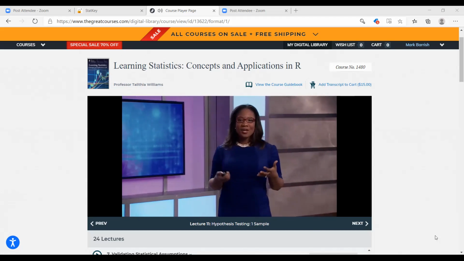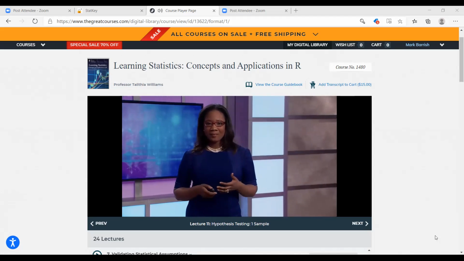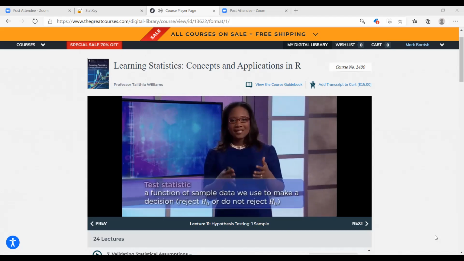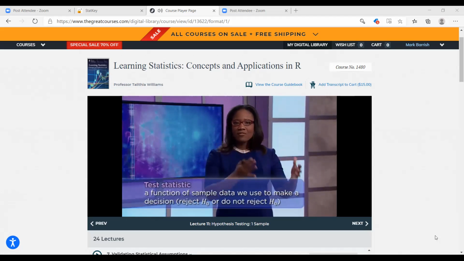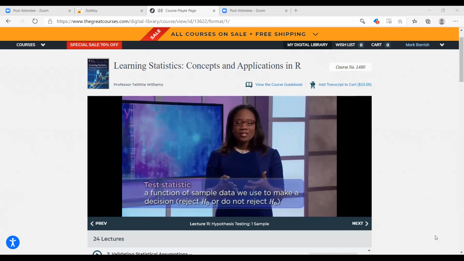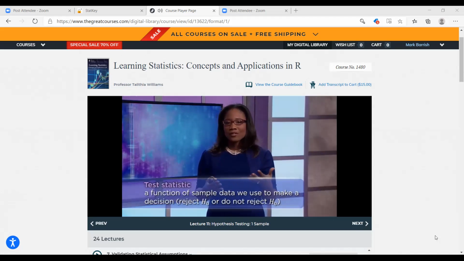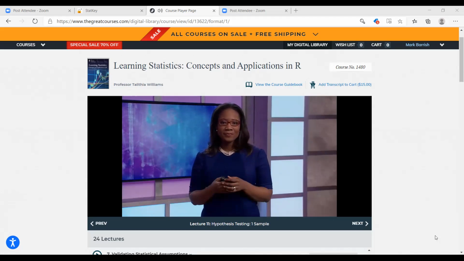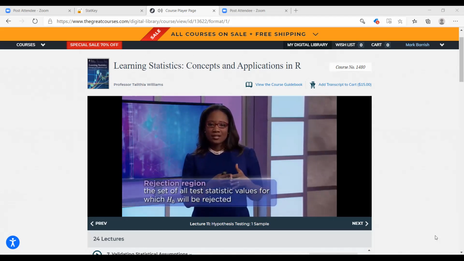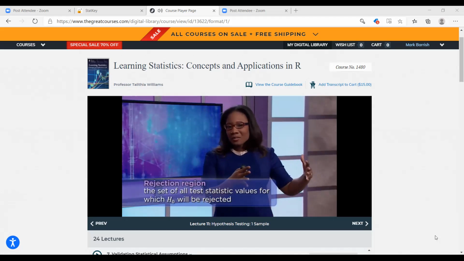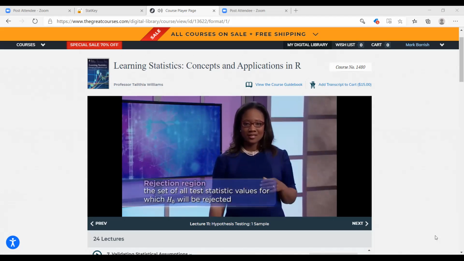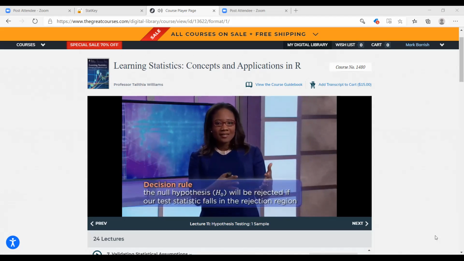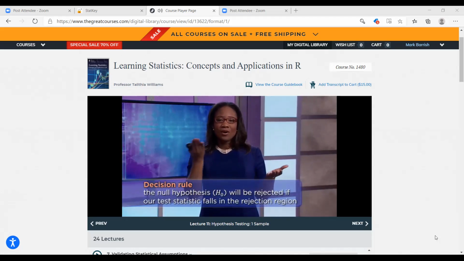Now, hypothesis testing uses our sample data to make decisions about the population. We can specify our testing procedure with the following. So first, we're going to need a test statistic. Now, this is going to be some function of our sample data that we're going to use to make a decision, right? Whether or not we reject or fail to reject the null hypothesis. So that decision is going to be based on this test statistic that we calculate from our sample. Secondly, we need a rejection region. So this is going to be the set of all test statistic values for which the null hypothesis would be rejected. And then finally, we need a decision rule, right? So we're going to reject our null hypothesis if our test statistic falls in the rejection region.